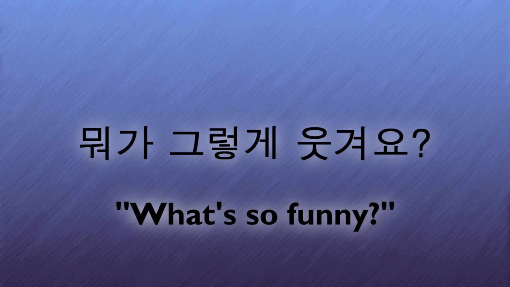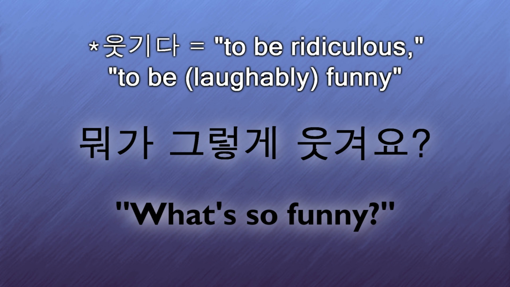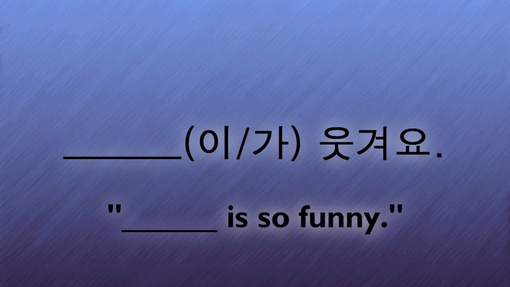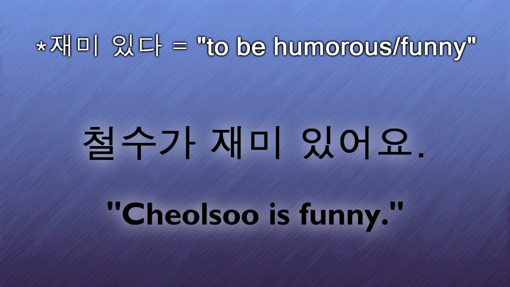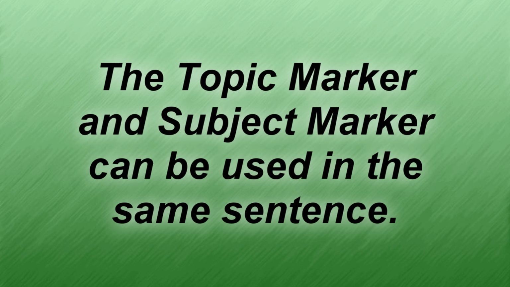Here's just one more example. 뭐가 그렇게 웃겨요? What's so funny? The answer would be this. You'd fill in the blank with whatever the subject is. If you want to put a person here as the subject, just know that calling a person 웃기다 is rude, so a better way to say a person is funny in a positive way is by using the verb 재밌다. 철수가 재밌어요.